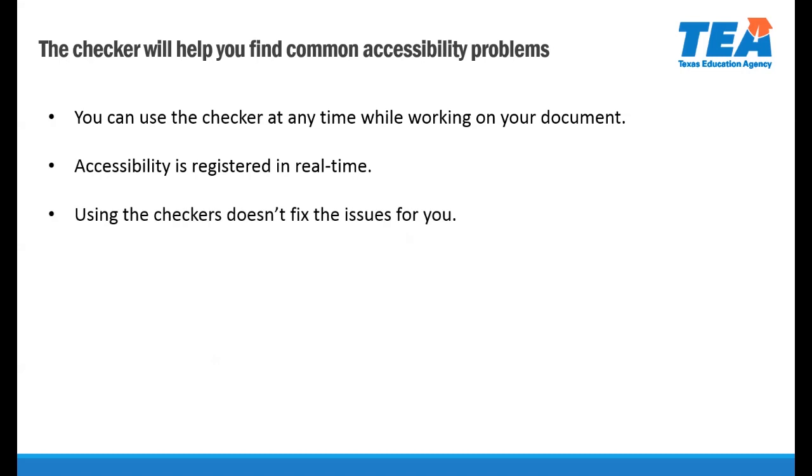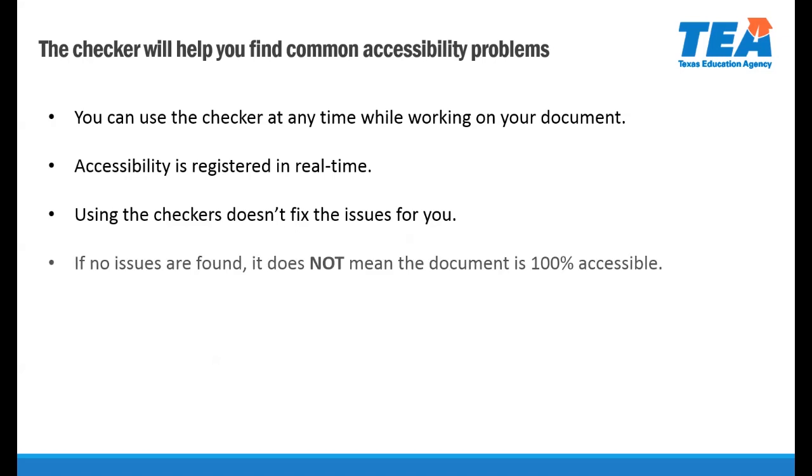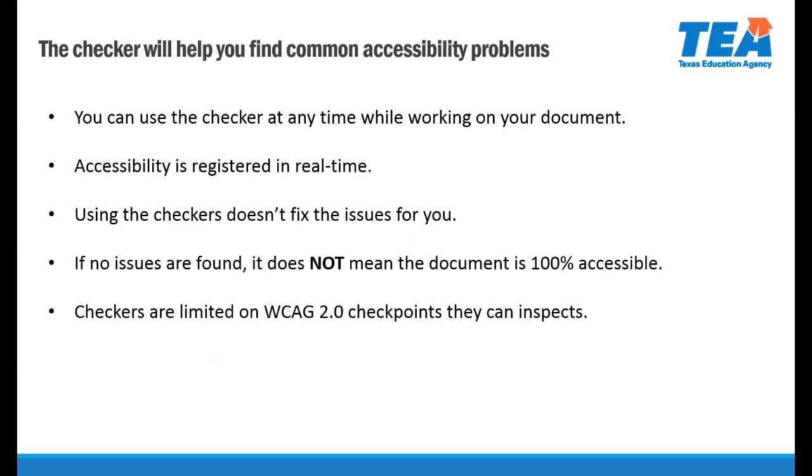The checker will only find the accessibility issues, not fix them for you, but it does provide explanations on issues and suggestions on how to fix them. If no issues are found, it does not mean your document is 100% accessible. The checker is limited on some of the WCAG checkpoints it can inspect, like distinguishing color. It's also suggested to use a checklist as a double check on accessibility.